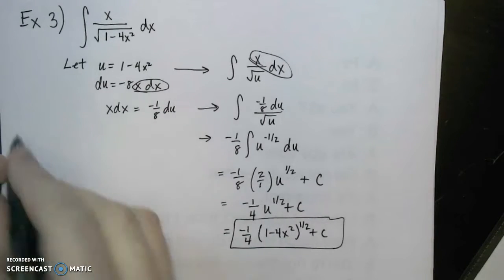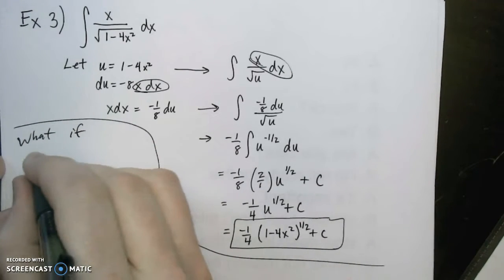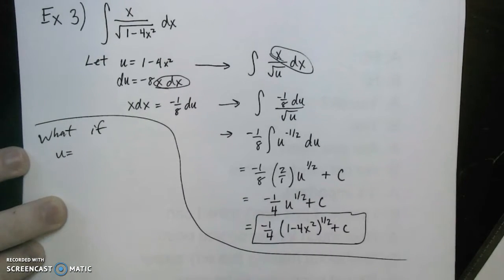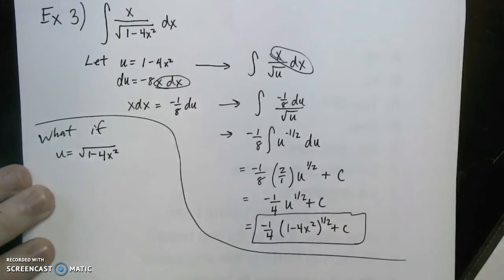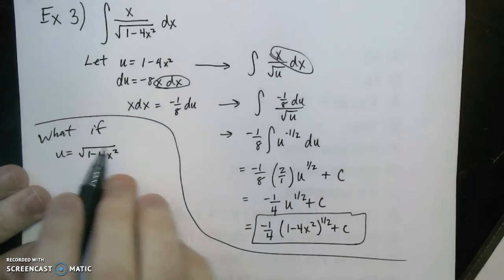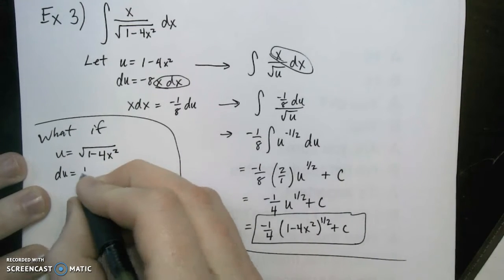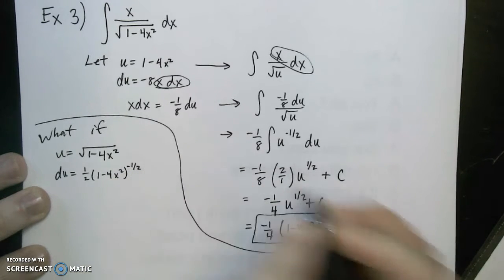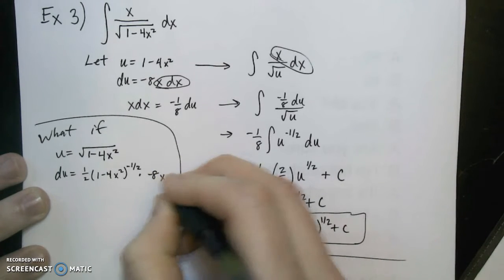Let's just say, so what if I chose a different u? None of your choices for u are wrong, but well, they're kind of wrong because they're not going to help you. So let's say I chose something more complicated for u. If I put the square root with it, and then I did du of that, and that's a chain rule, so I'd have to do 1/2. So I'm doing derivative of the outside to the negative 1/2 times derivative of the inside, so negative 8x dx.